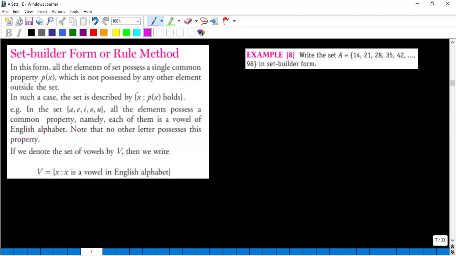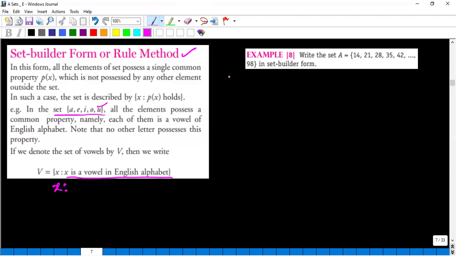Then the other method, set builder form or rule method. Here we will not give any list of elements, but we will tell a condition. You just see one example here: this is a set of vowels A, E, I, O, U. You will not list A, E, I, O, U. Particularly, you will tell one condition like x is a vowel in the English alphabet. This we write as x such that, these two dots are called such that, x is a vowel in the English alphabet.